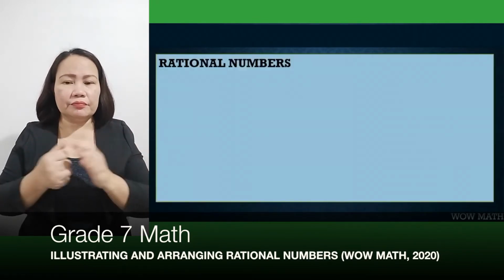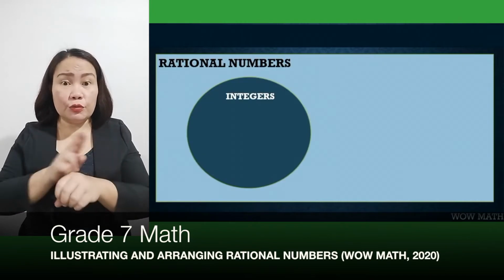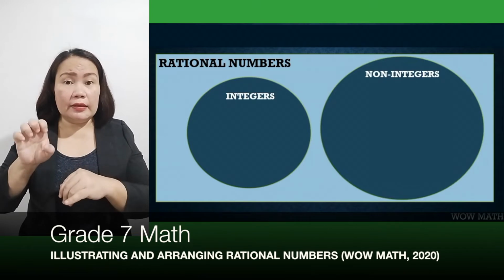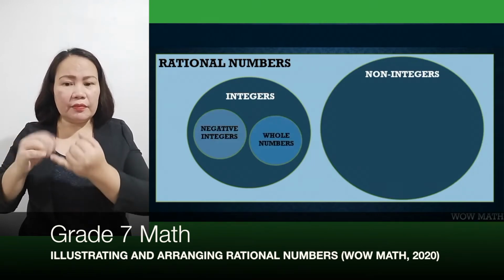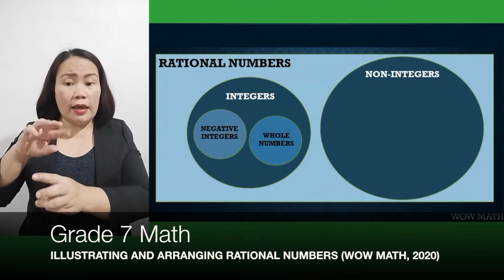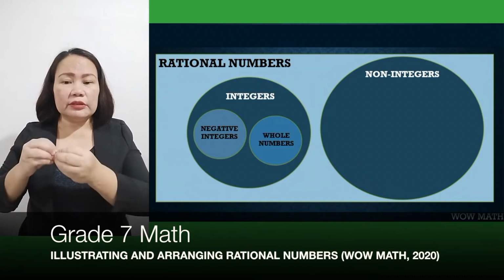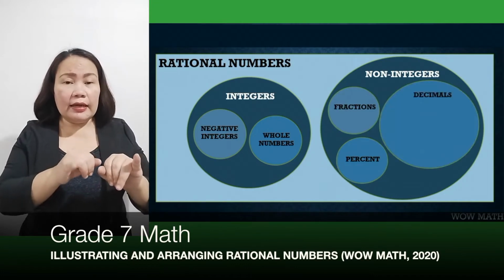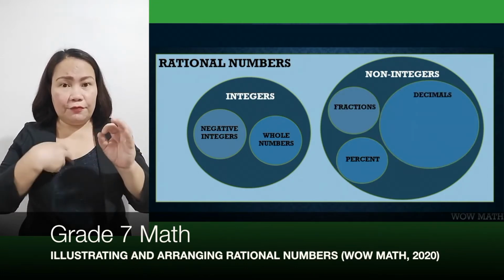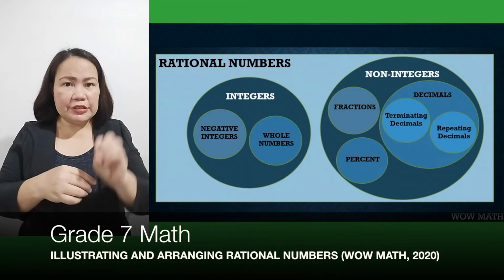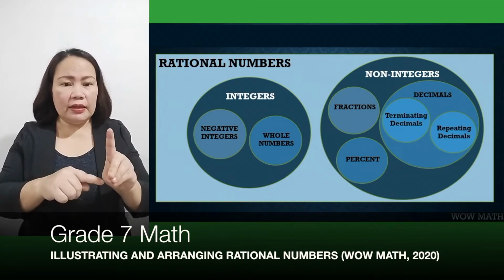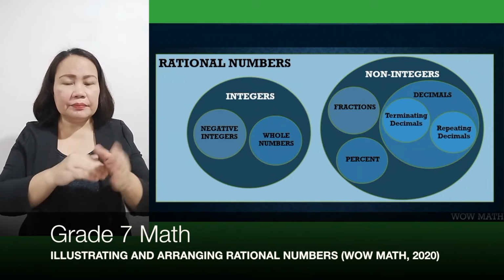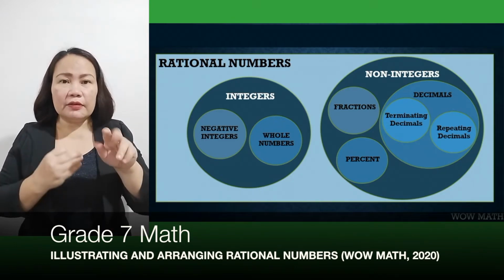So, this is the family of rational numbers. We have integers and non-integers. Under integers, we have negative numbers and whole numbers, where it includes 0 and positive numbers. Now, for non-integers, we have fractions, percent, decimals. Under decimals, we have the terminating decimals and the repeating decimals. So this is how we illustrate rational numbers or the family of rational numbers using Venn diagram.